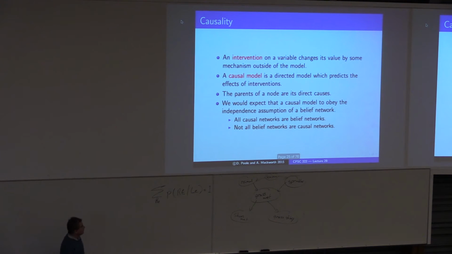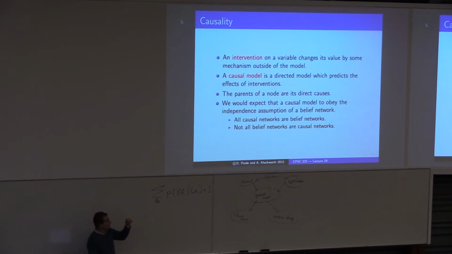So what we're going to do now is talk about causality. We're going to talk about an intervention on a variable, actually changing the world by doing things. We're interested in robots and agents actually acting in the world. We're going to have this thing called a causal model, which is a directed model that predicts the effects of interventions.